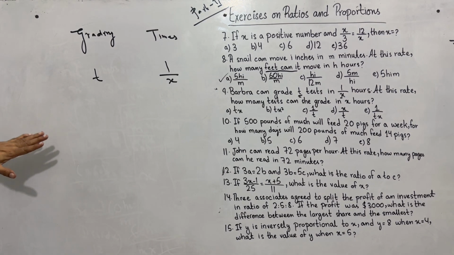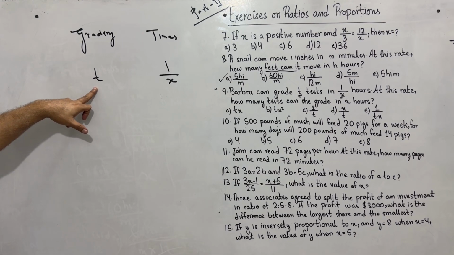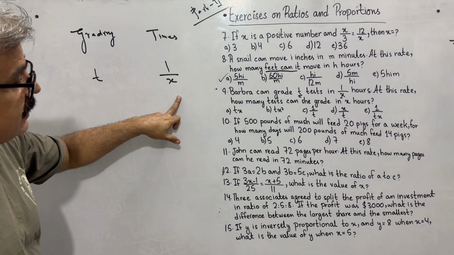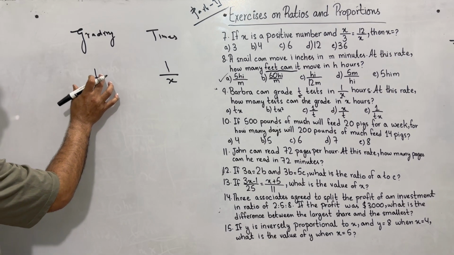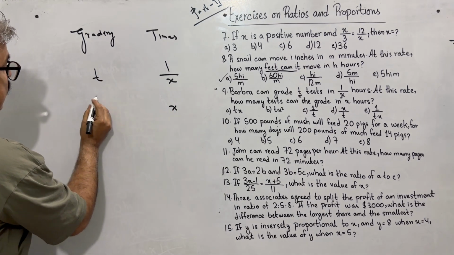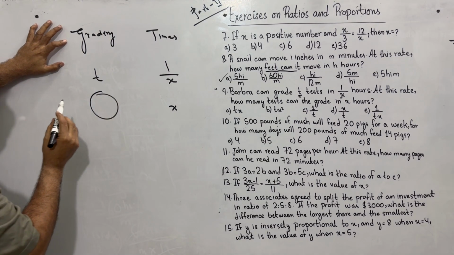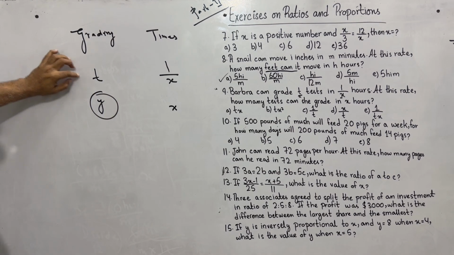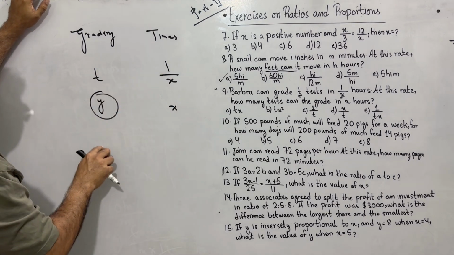Barbara can grade t tests in 1 upon x hours. At this rate, how many tests can she grade in x hours? So time is x, and we are asked to find how many tests she can grade. Suppose the unknown is y. The unknown is y because t is present and x is present, so we have to take a letter that is different from these.